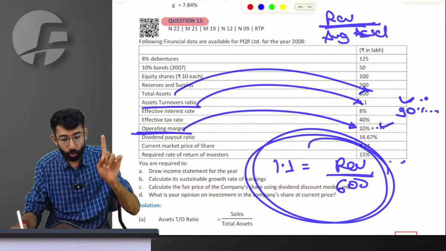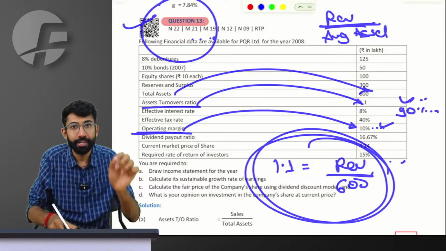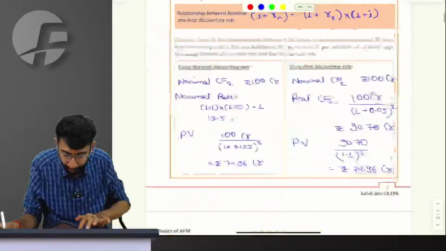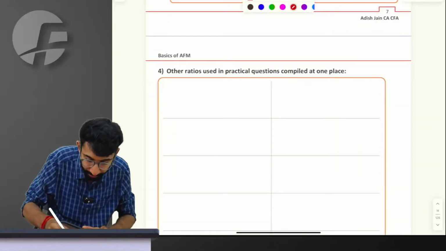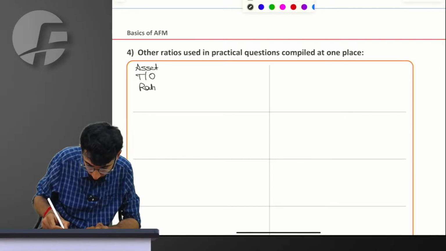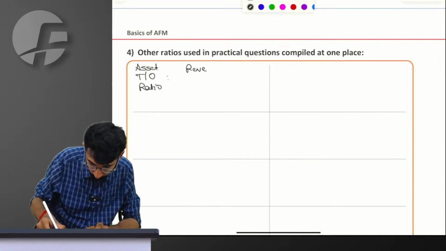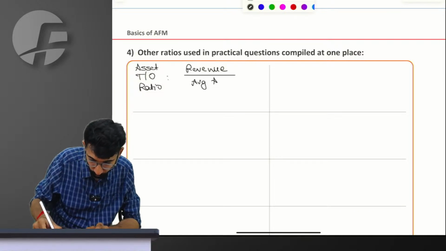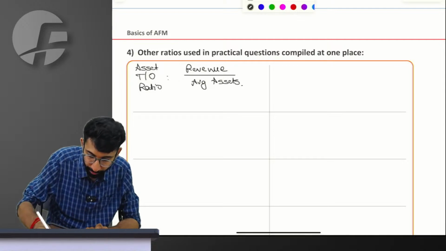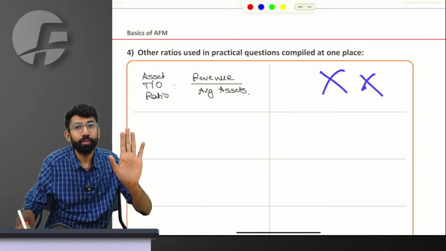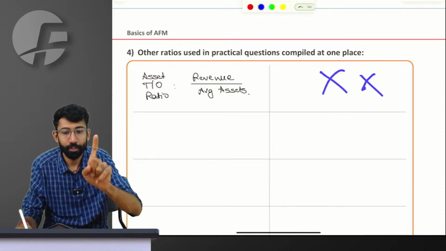All right. So just before we end the lecture for the day, let us do one more thing. Going to the OutNotes, we have a specific page where we need to write down all the formulas. The first formula to write down is asset turnover ratio: revenue divided by average asset. Basic, simple.